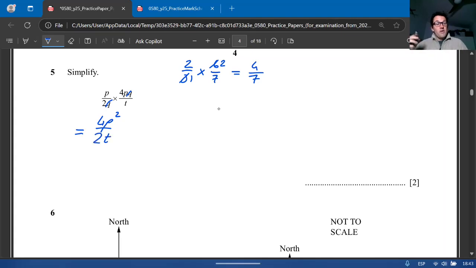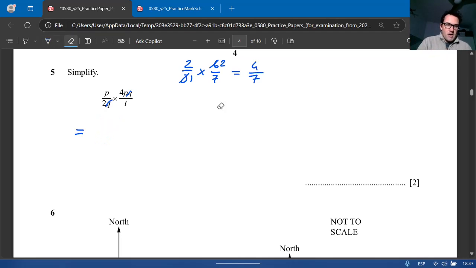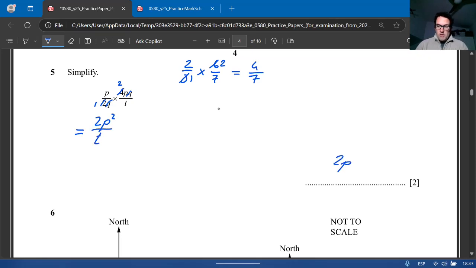Of course, there's something I missed, okay? We can make it even easier than that. We can divide this 2 by 2, which makes it 1 as well. And this 4 divided by 2 is 2. So now we got P times 2P. That's 2P squared over T. I think that's the most simple answer. Okay.